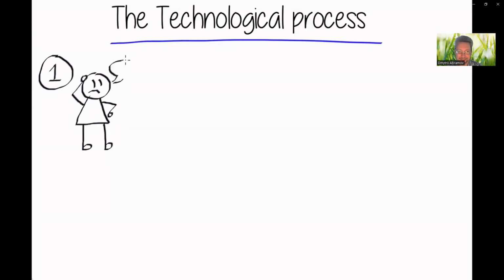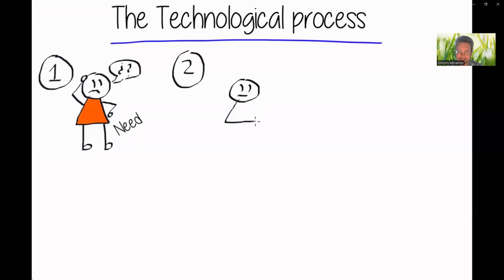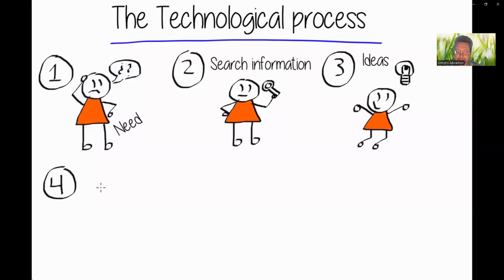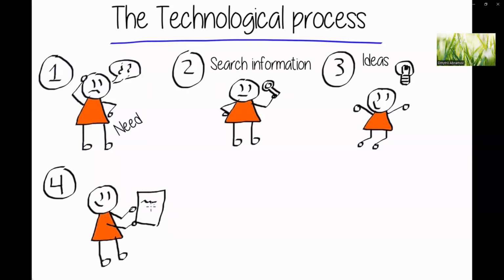First step of the technological process. Need. Analyze the need or problem and the possible restrictions. 2. Search information. Study similar cases and their possible solutions. 3. Ideas. Propose one or several solutions. Draw sketches. Choose the best one. Draw a plan with all the dimensions. 4. Plan the work. This is a list of things to do. Write the material sheet. Create a process sheet. And elaborate a budget.